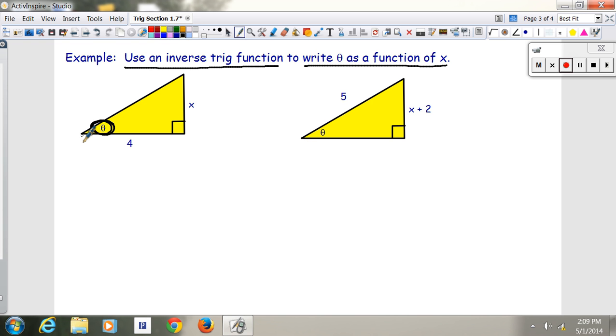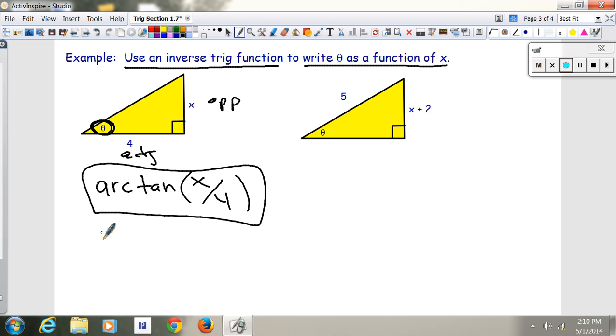Now, what trig function would we need to find the angle in that first one? Got to be tangent, because you've got your opposite side and your adjacent side. So you got to use TOA, but I would use arctan, because I know it's going to be in radians, and so I might as well just put arctan so I know that I want my answer in radians. Arctan, and what's my fraction going to be? X over 4, and that would be your answer. They don't need you to solve it. They just want you to write it as an expression. So arctan of x over 4.